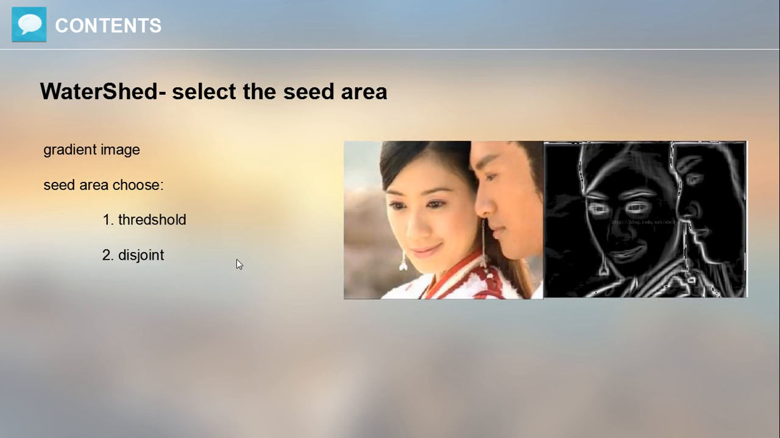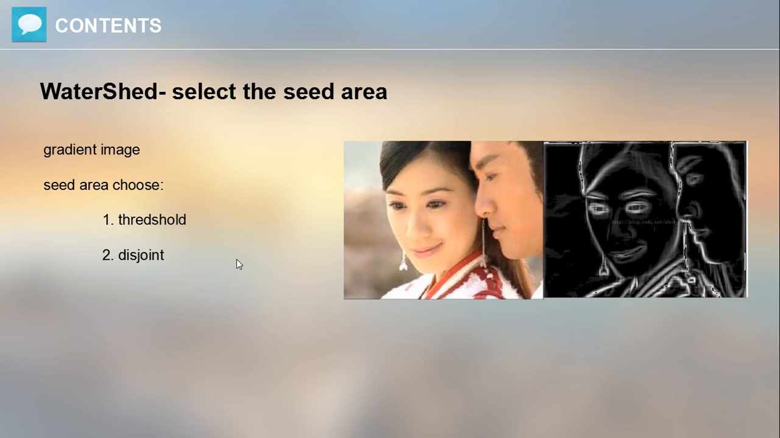The first step for the watershed image segment is to select the seed area. The first thing we should do is to get the gradient image. We should use the Sobel operators to get the gradient image of a black and white image. And what are Sobel operators? You can take a look at my source code, and I won't introduce more about Sobel operators in this presentation.